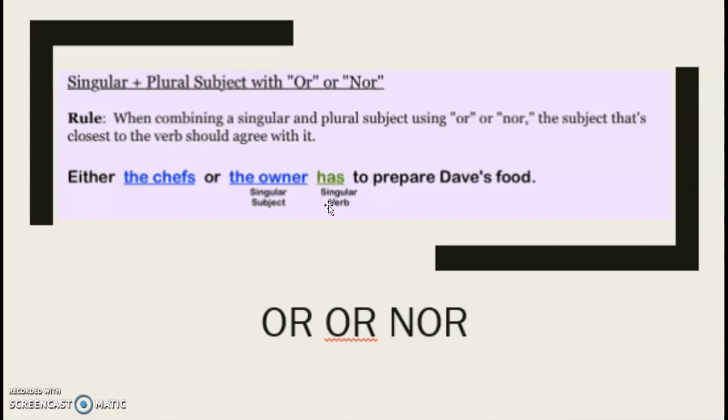So for these or nor questions, just look at the noun that comes right before the verb, and that should tell you whether the verb should be singular or plural.